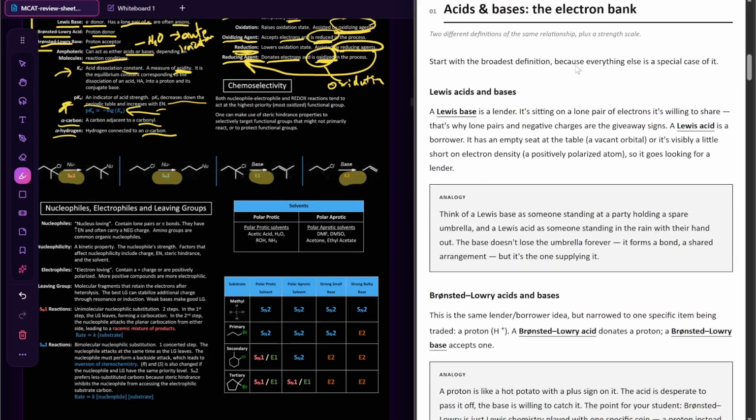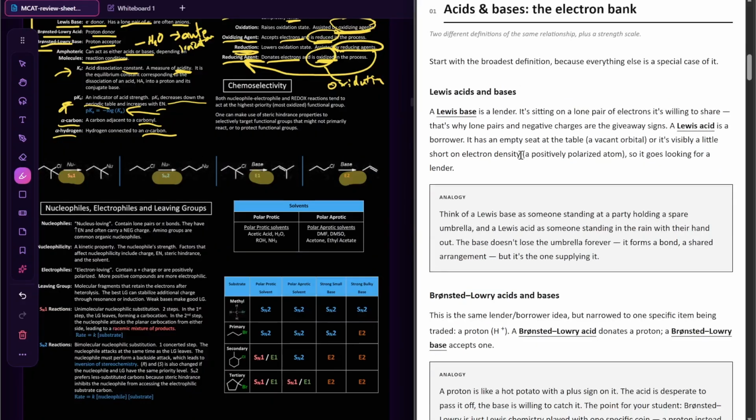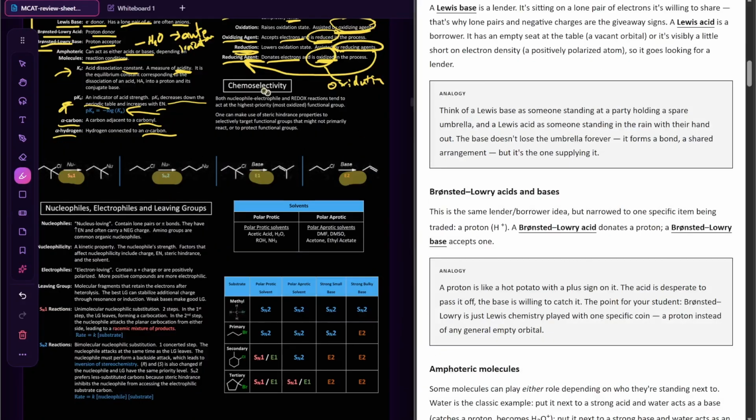So anyways, there's a lot of parts to this whole entire section, but I'm just going to go over the main things. We already went over Lewis acid and base, but here's a helpful analogy. You can think of a Lewis base as someone standing at a party holding a spare umbrella, and a Lewis acid as someone standing in the rain with their hand out. The base doesn't lose the umbrella forever, and it forms a bond, a shared arrangement, but it's the one supplying it. So that's the Lewis base.